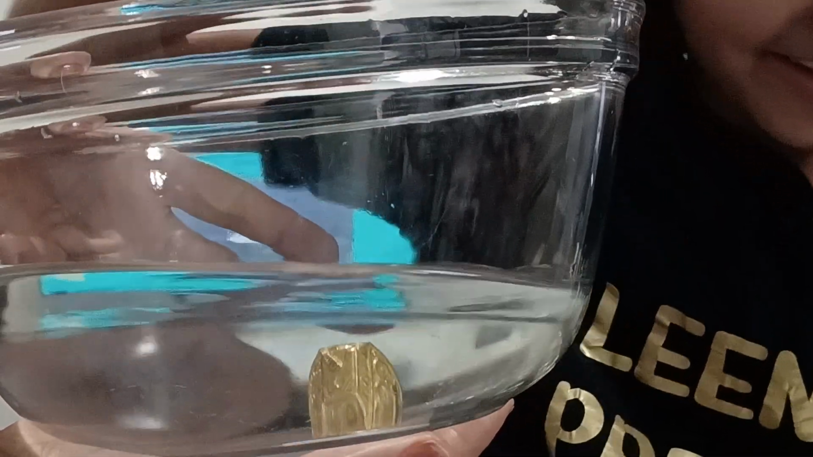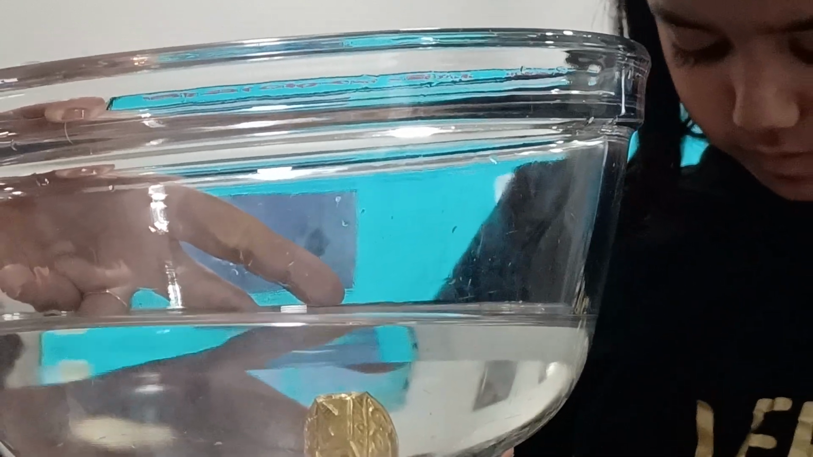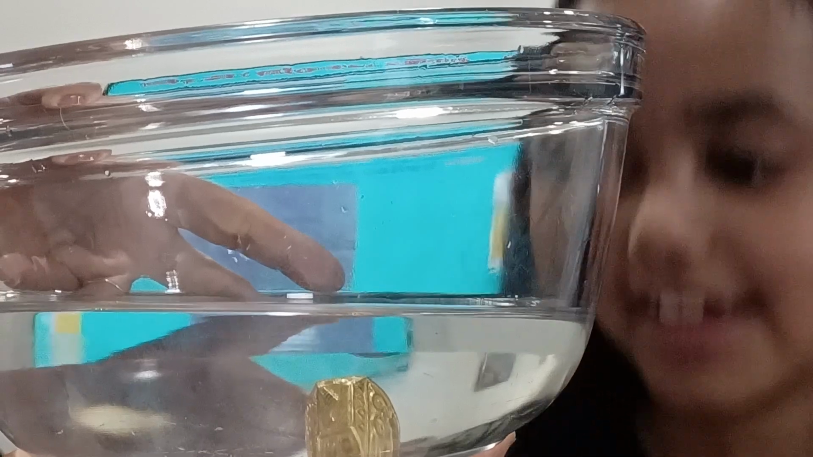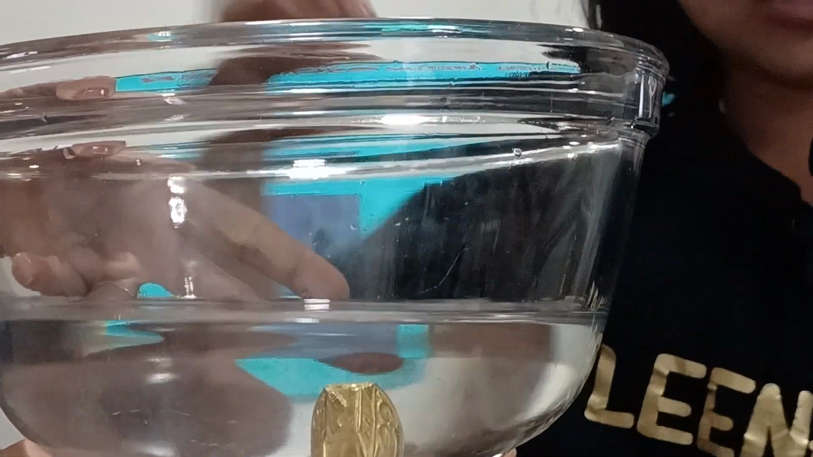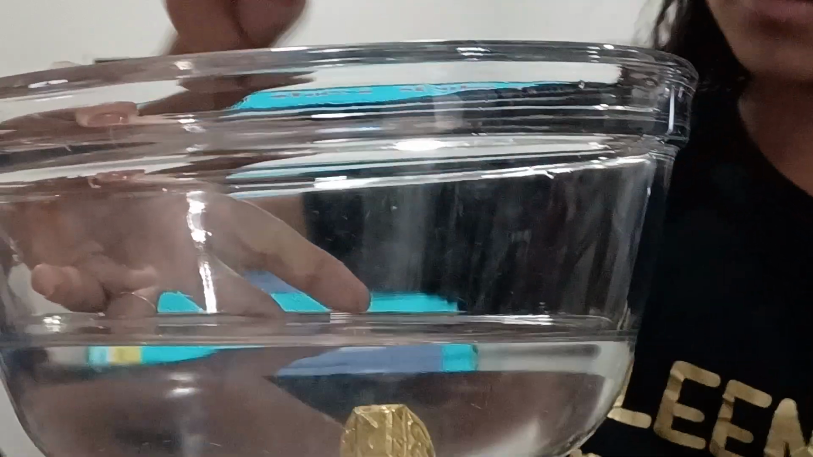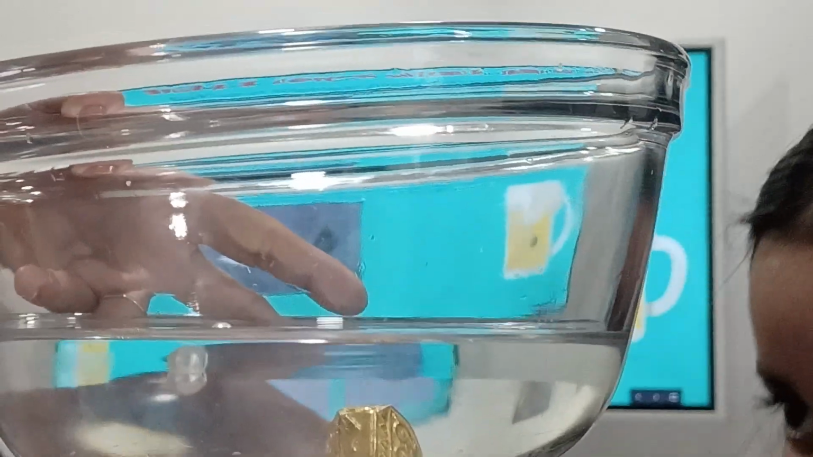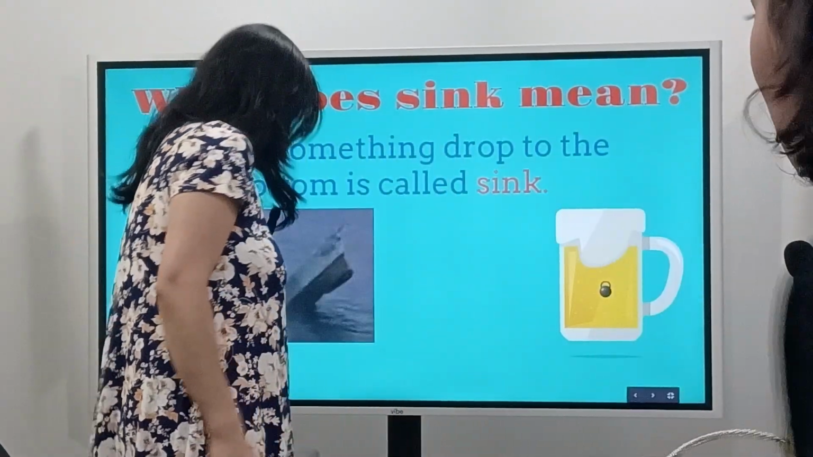How about the pearls? The pearls. Let's try. Beads. Oh, that one sank. Is this pearl gonna sink? Well, that's actually a golden pearl. And this is a real pearl. Okay, try. Oh, it floats! This one floats. It was a nice surprise. Good job, Lina, for showing us.